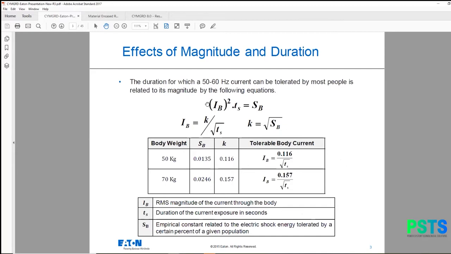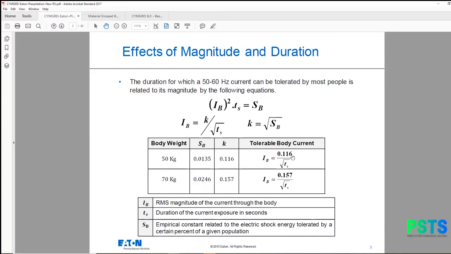Now, there's a formula somebody found, that the square of the body current, it's not the short circuit current, it's your body current, multiplied by the time of exposure you have to the short circuit. When you touch the metallic structure, this is your touch time, equals SB. So if you square this times this time, you get a certain constant, which they found to be 0.0135 for 50 kilograms, and for 70 it was 0.0246. So you can calculate K, because it's the square root of SB. And this is the body current. So I body is 0.116 over square root of TS. So suppose TS is 1 second, so this will be 116 milliamps.